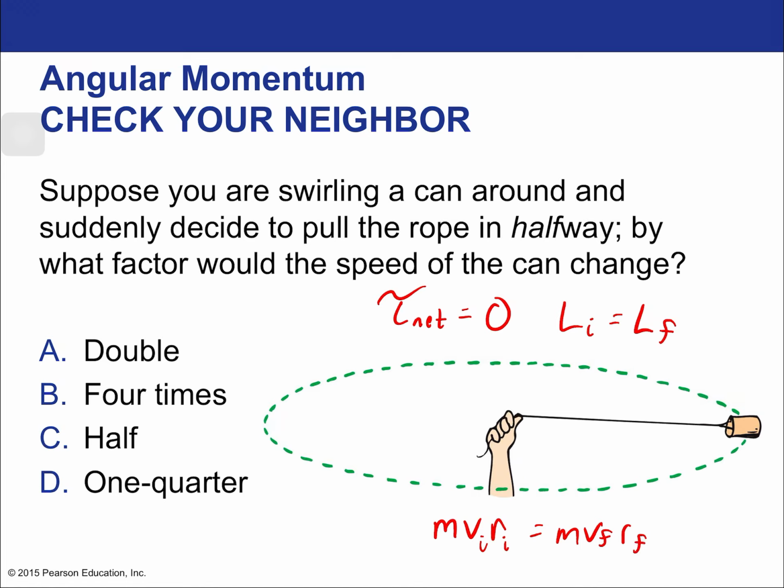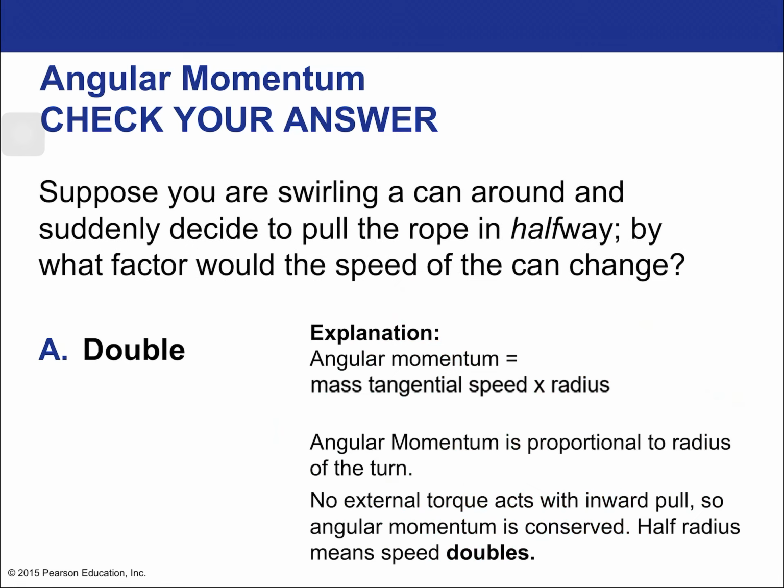Notice I didn't put any subscripts on the m because the m didn't change. The mass of the system remained unchanged. It could have changed, but it didn't. Instead, the only thing that changed was r, and then v had to change to compensate. So what's it going to be? Double. All right?